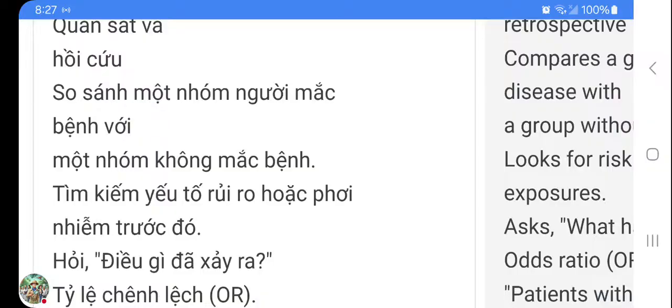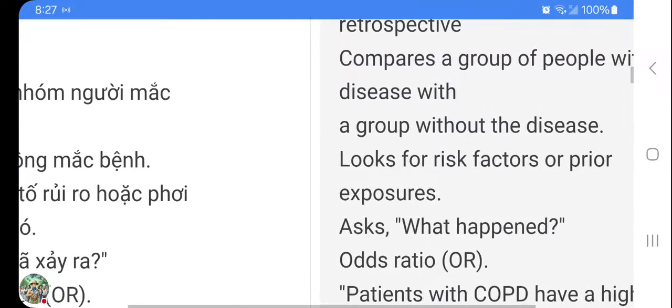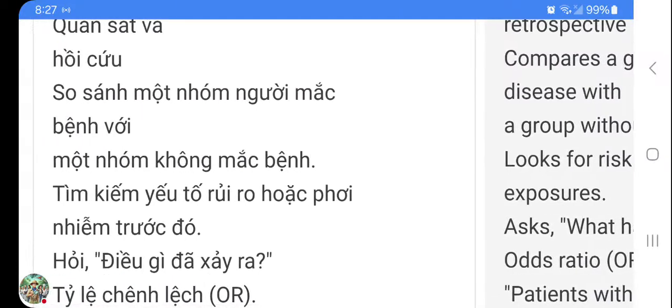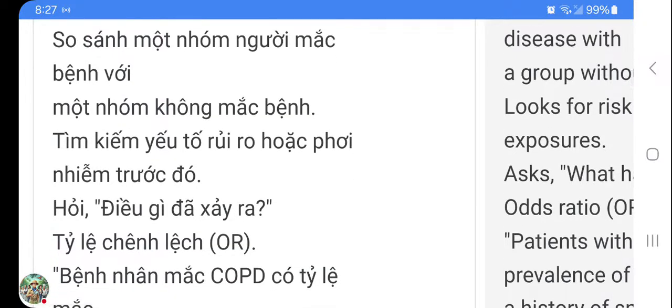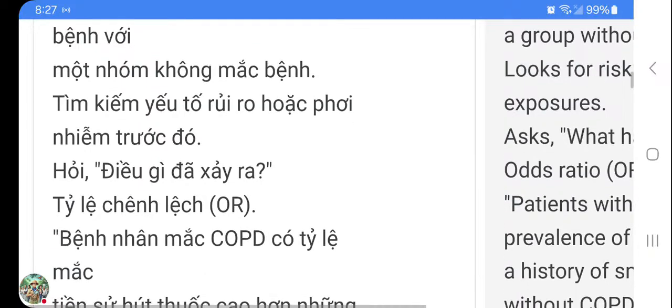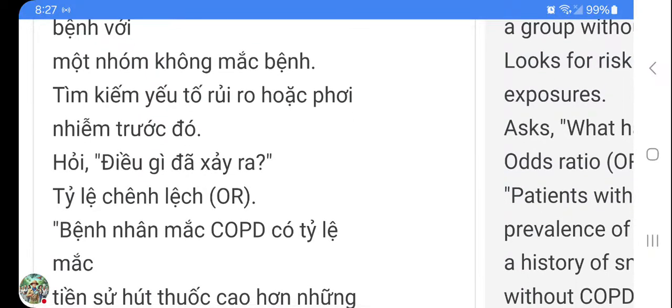Okay. So we look for risk factors, or the prior exposures. So this one is what happened. The question is what happened, which means that something happened in the past already. Okay, and it uses an odds ratio.